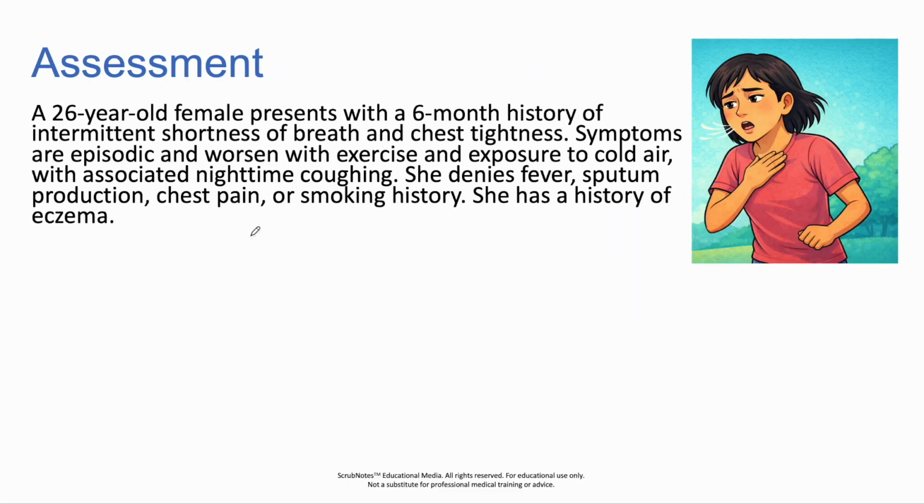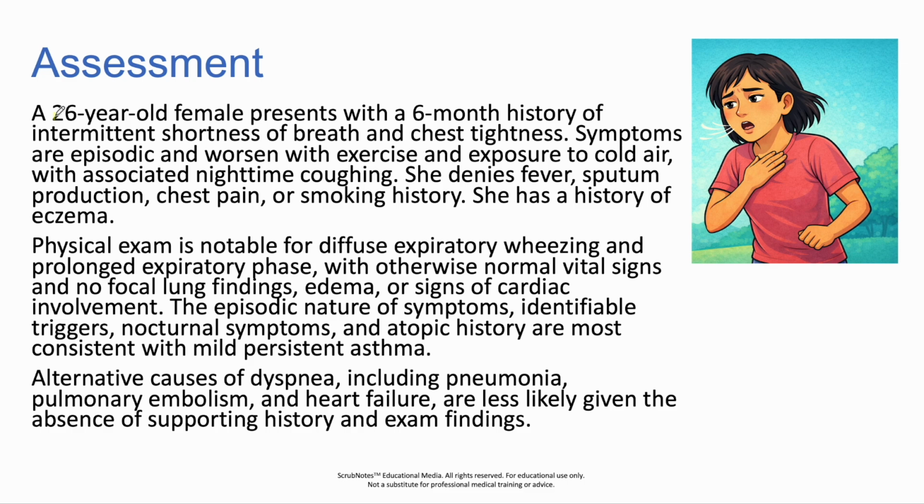Okay, so let's bring all of this together into an assessment for our patient. We have a 26-year-old female who presents with a 6-month history of intermittent shortness of breath and chest tightness. She reports that her symptoms are episodic and worse with exercise or exposure to cold air. It's associated with nighttime coughing. She denies fever, sputum production, chest pain, or a history of smoking. She does have a history of eczema.